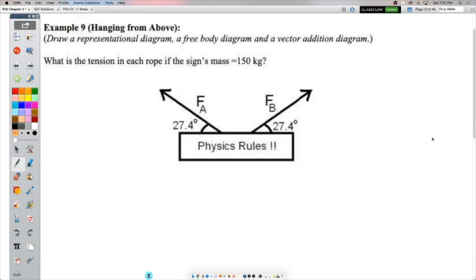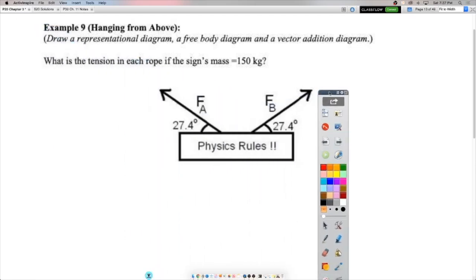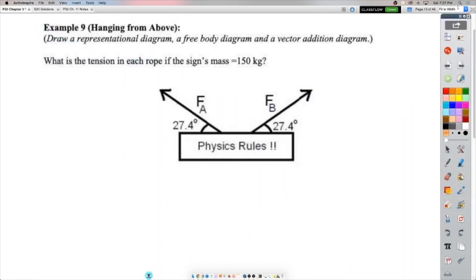Okay, so now a slightly different hanging sign example. Just different in the setup, really not different in the approach we're going to take at all, right? It's still the same idea. All the forces need to add up to 0, otherwise this thing is going to be accelerating, right? F net must be 0 so that a can be 0. Okay, so here, what is the tension in each rope if the sign's mass is 150 kilograms?